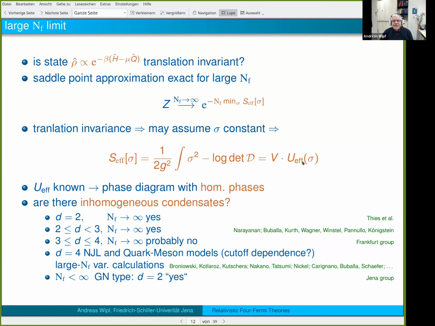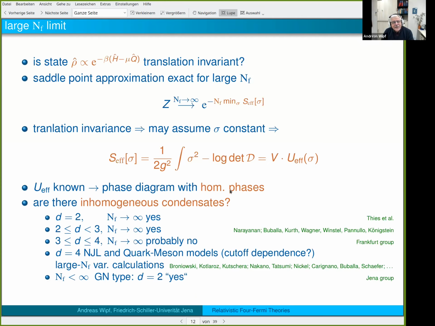Okay, so for homogeneous sigma, for constant sigma, we know in the large NF limit how the system behaves. We can solve it. We can calculate the phase diagram, at least as long as we assume homogeneous phases. Now, I don't say that calculating this determinant is completely trivial, but anyway, it can be done by various means, at finite temperature, finite density, and so on, and has been done a long time ago. So let me summarize a little bit what we find. Okay, so again, if you only have homogeneous phases, everything is essentially known.